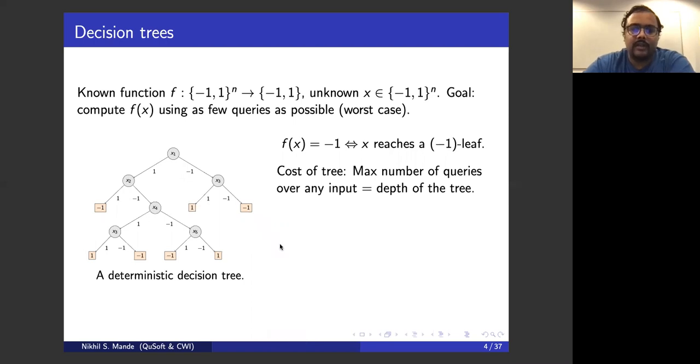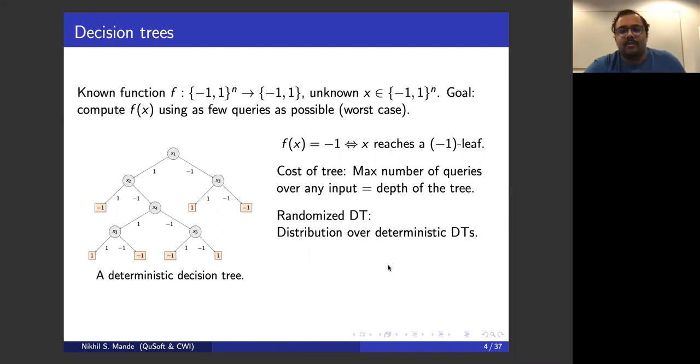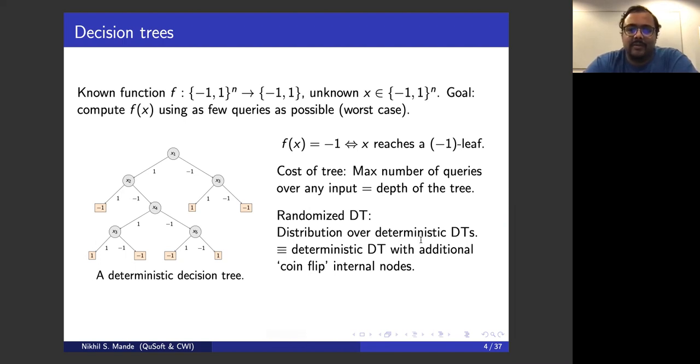And the cost of this tree is the maximum number of queries. Each node, you can think of it as a query. So it's the maximum number of queries you have to perform over all inputs, and this is the same as the depth of the tree. And in the randomized world, you're also allowed additional access to random coin flips. Alternatively, it's a distribution over deterministic decision trees. These random coin flip nodes are not charged in the depth at all. So the only cost is for the queries.